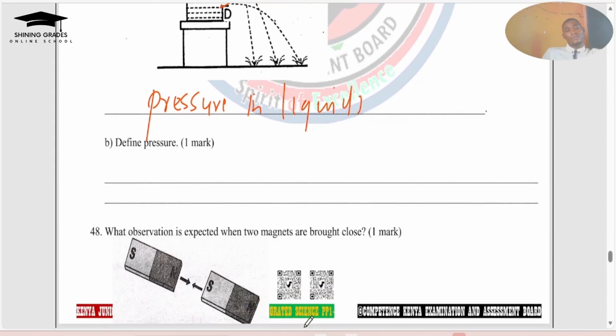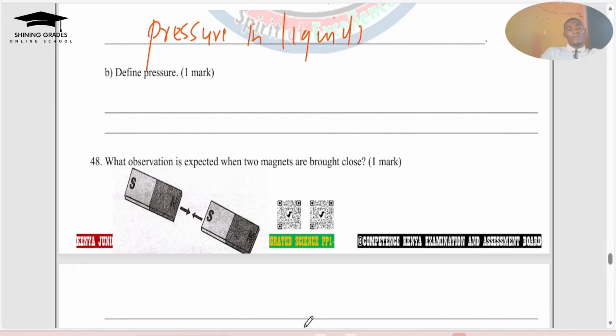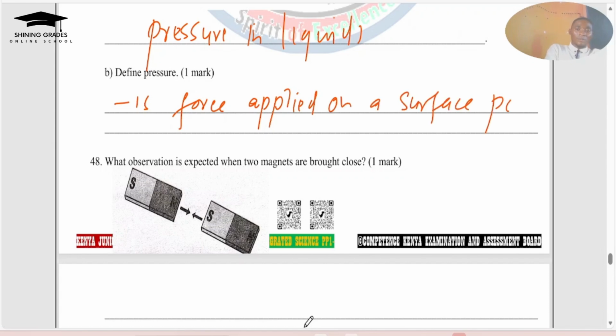Define pressure. Pressure is the force applied on a surface per unit area.